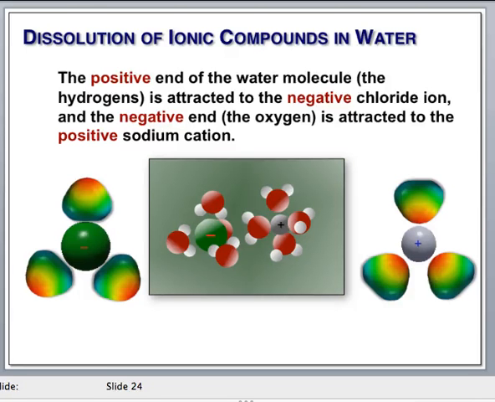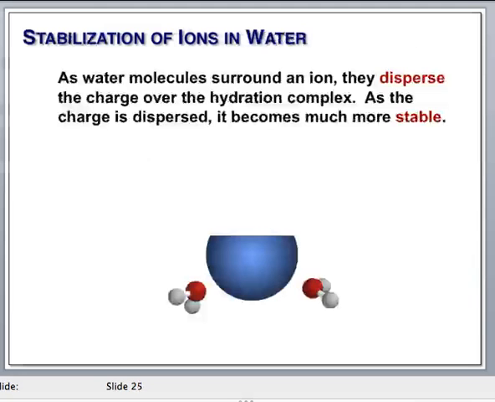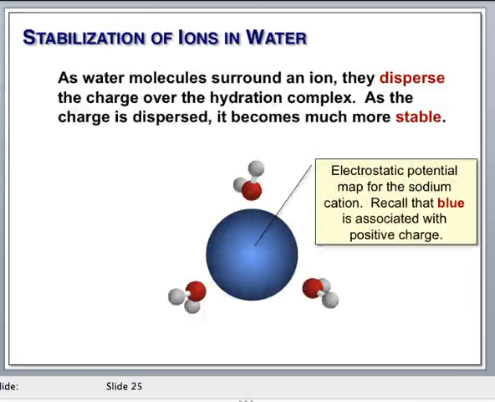The reason for doing this is that we wind up with a stabilization of the charge. Now let's look and see what that means. This represents a sodium cation, and this is its electrostatic potential map. Now remember, blue means positive, right? So here's our big positive cation, and we've surrounded it here with only three waters, with the negative end of our dipoles pointing in. So let's remember what our sodium starts out looking like. Big blue ball.